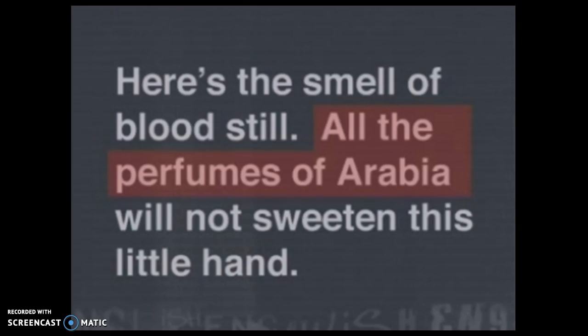So, this is kind of a creepy example, but let's read it. "Here's the smell of blood still. All the perfumes of Arabia will not sweeten this little hand." So, what it's saying is that somebody's committed a terrible crime, and nothing, absolutely nothing, is going to make that crime go away. Now, what's hyperbolic is that you can't get all of the perfume in Arabia. That's a lot of perfume. It's not possible to do that. And so the hyperbole is emphasizing the severity of the crime.